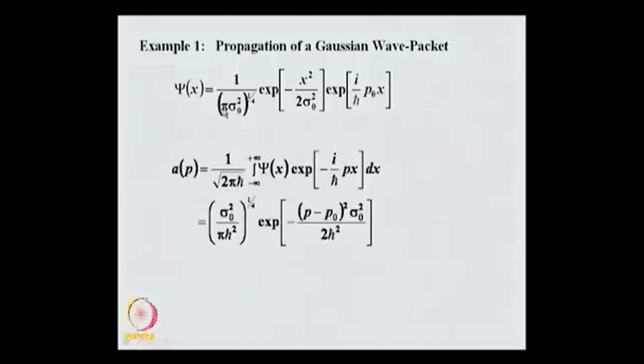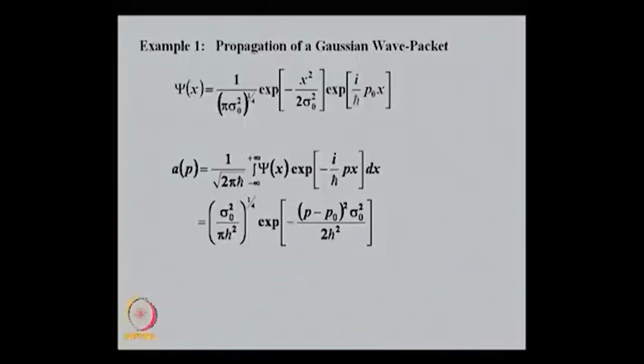Then we considered a simple Gaussian wave packet. So, at t equal to 0, psi of x is given by this. This is normalized, this factor is such that the integral of mod psi of x square dx is 1. If you write down the corresponding Fourier transform, then you will find that it is given by this. So, if psi of x is normalized, then A of p is also normalized, in the sense that the integral of mod A of p square dp is equal to 1.